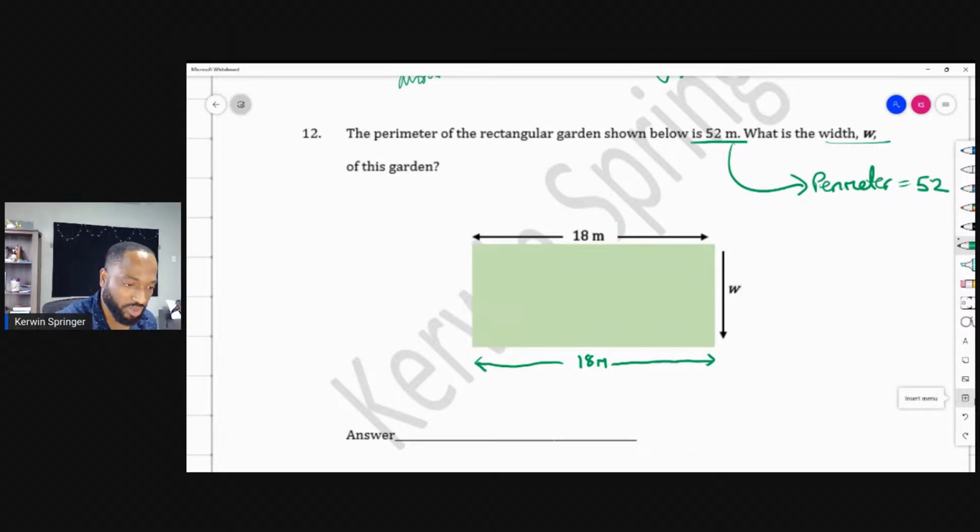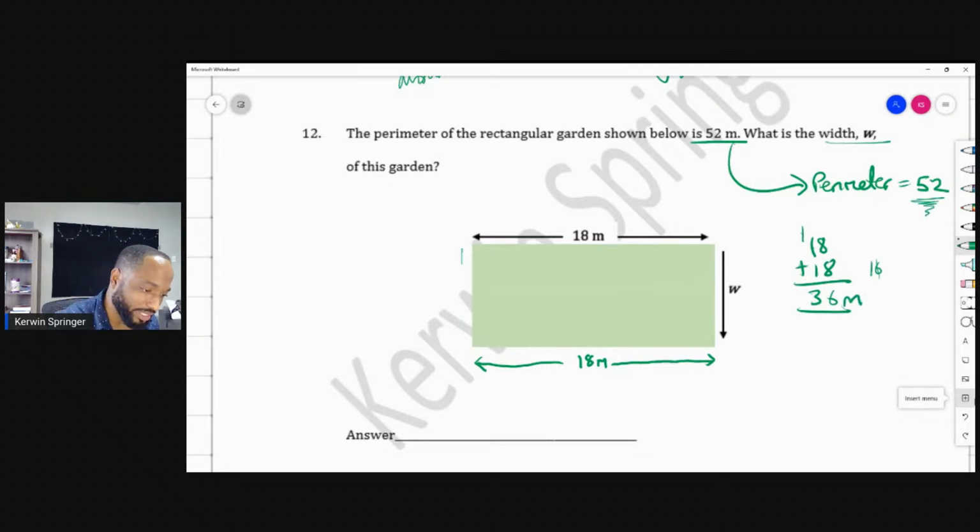But anyhow, since we know that these two sides will add up to 18 and 18. 8 and 8 is 16. 36, right? 1, 1, 1. 36. This is 36 meters. But the entire perimeter is 52 meters.